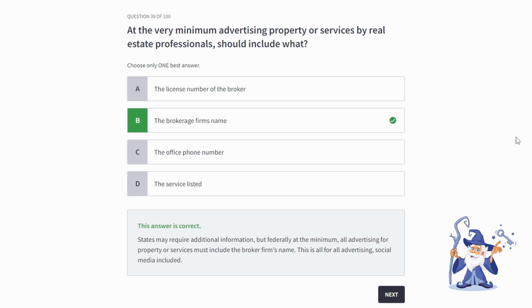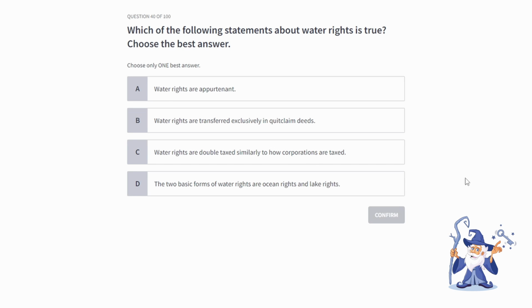So if you're working under a broker, you would need your broker's name, not your own name. Does that make sense? And some states, again, it's different. But at the very minimum, again, federally, it's still the brokerage firm's name. But then we'll get into the other stuff a little bit later. Hopefully, maybe not in this video, but I can do a video on that in the future. And if not, we do it in our prep course. But anyways, okay, question 40.